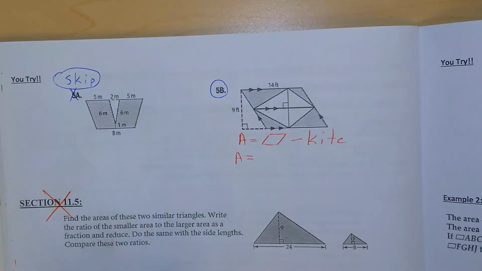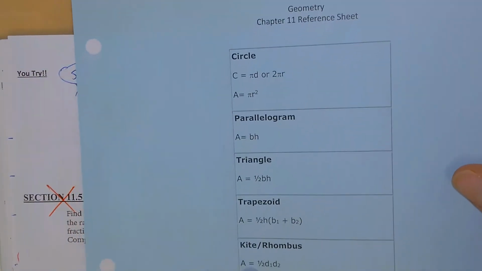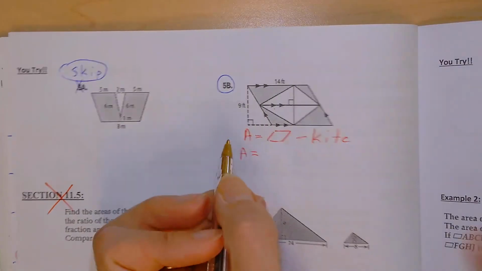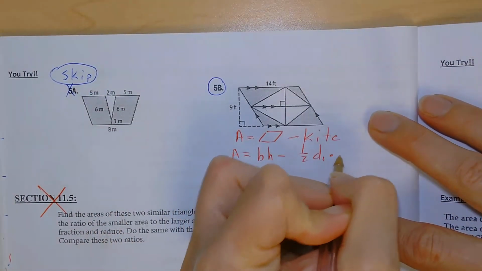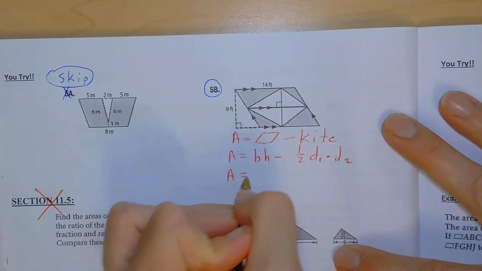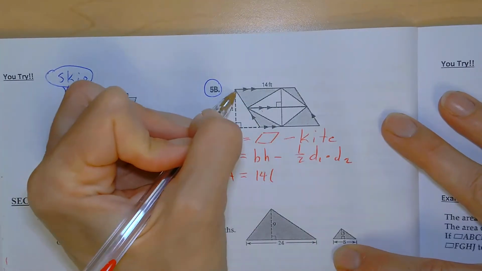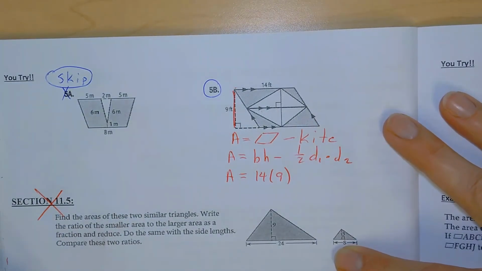So you go to your blue formula sheet. Parallelogram is base times height. Kite is 1/2 diagonal 1 times diagonal 2. Okay, so base times height minus 1/2 diagonal 1 times diagonal 2. All right, so the base and the height of the parallelogram. Well, the base is 14, and they showed you that this 9 is perpendicular to this 14. So that's the base and the height. They're already perpendicular to each other.